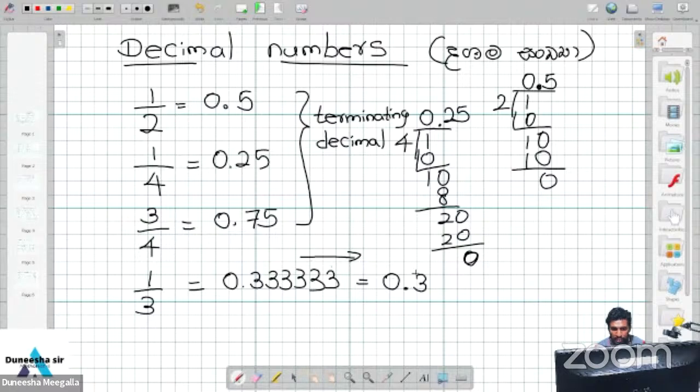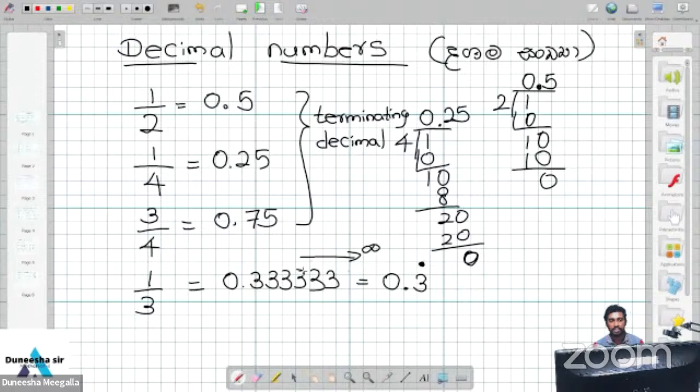We use 3 and a dot above the number that is repeating. What is it? 0.3 with a dot. How do we read it? 0.3 dot. What does the dot mean? It's repeating to infinity.